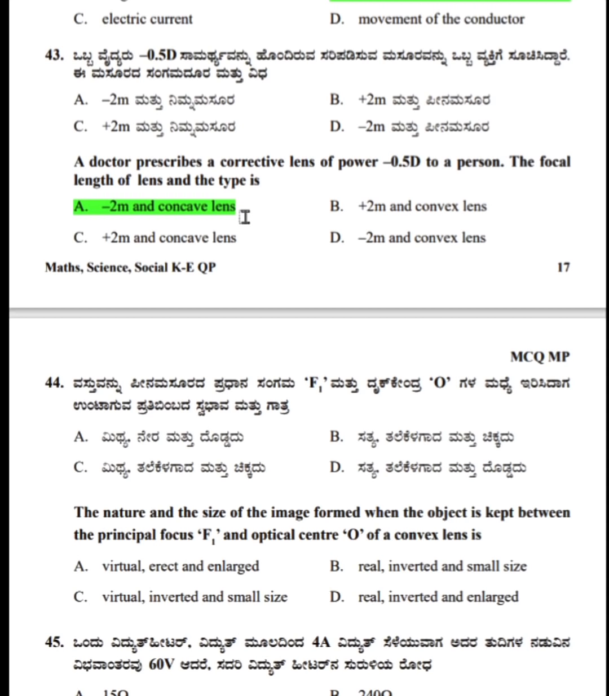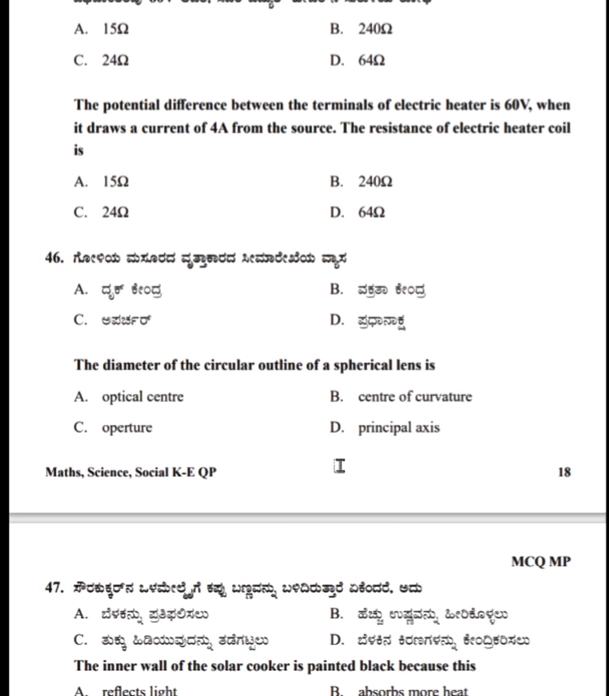Question number 44. The nature and size of image formed when the object is kept between the principal focus F1 and optic center O of convex lens is. The image formed will be virtual, erect and enlarged. Therefore, the correct answer is option A, virtual, erect and enlarged.